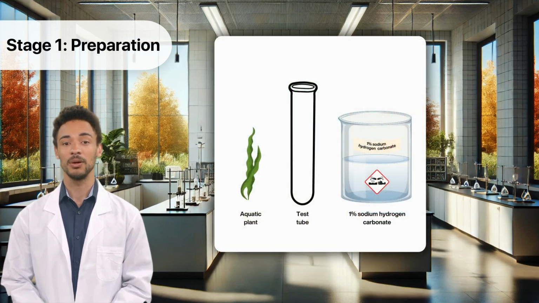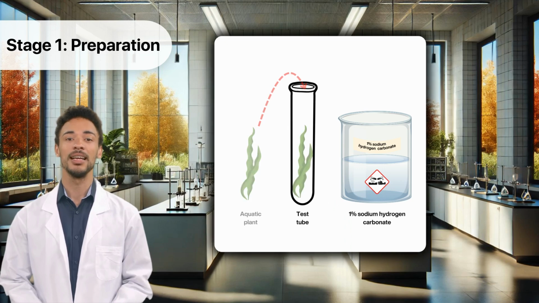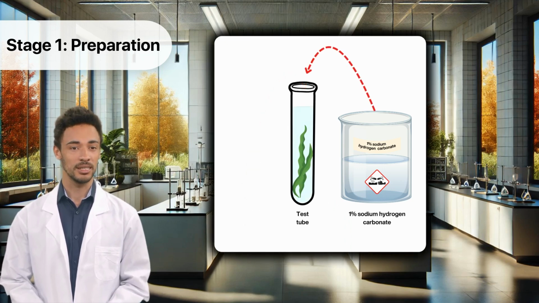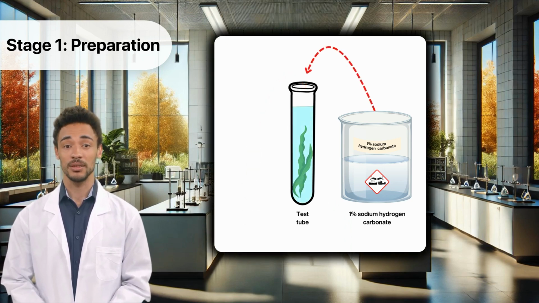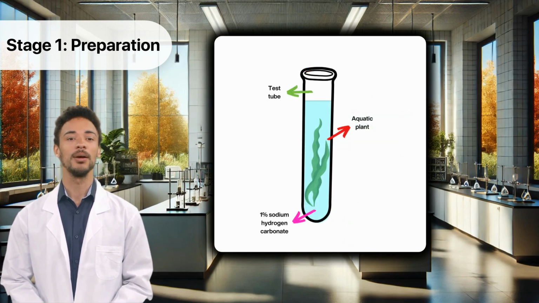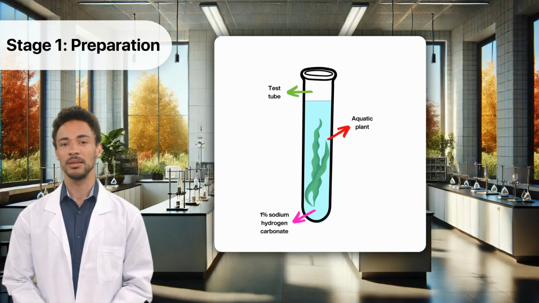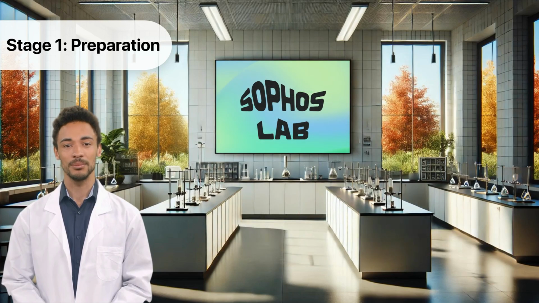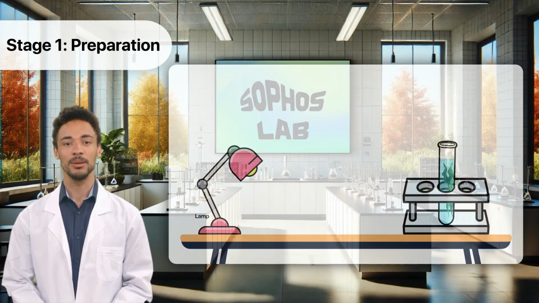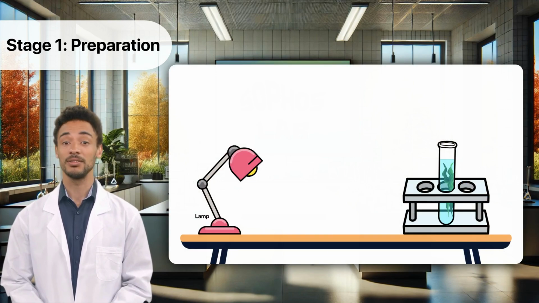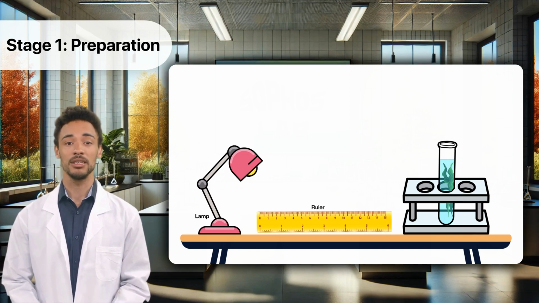Start by placing an aquatic plant, such as pondweed, into a test tube filled with a 1% sodium hydrogen carbonate solution. This solution provides a constant supply of CO2, which is crucial for photosynthesis. Now we will look at how to position the lamp. The lamp should be positioned at a specified distance from the test tube. Ensure you measure this distance precisely using a ruler, as it will be our independent variable.